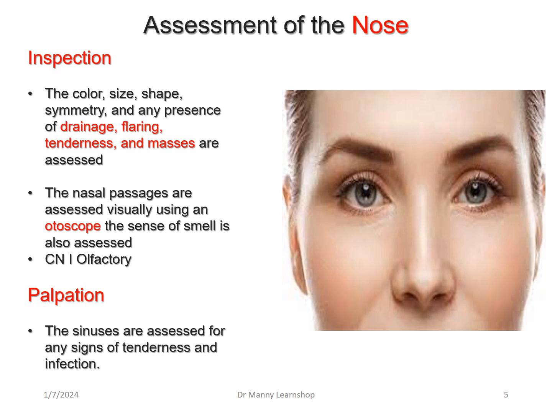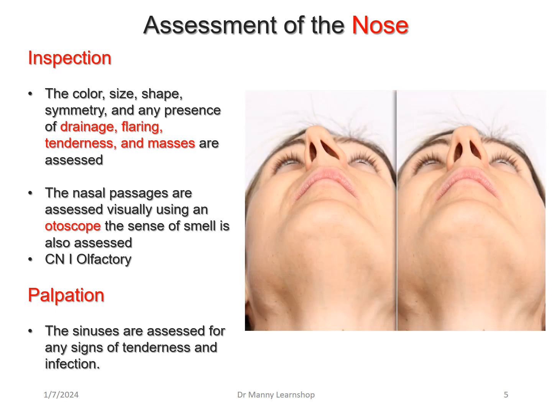and the sense of smell can also be assessed, which assesses cranial nerve number 1, the olfactory nerve. Palpation, you can use direct palpation, as we indicated, for the sinuses, for any tenderness and signs of infection. Here we have an image of nasal deviation.